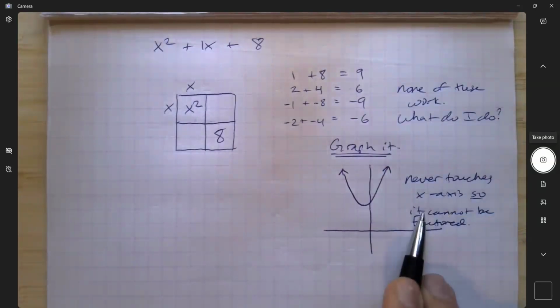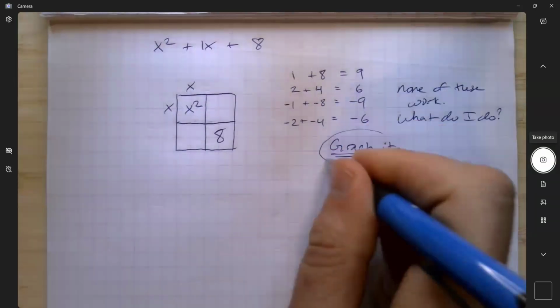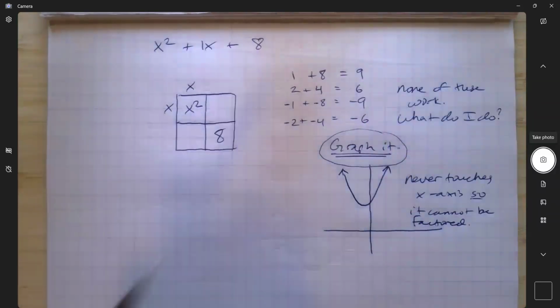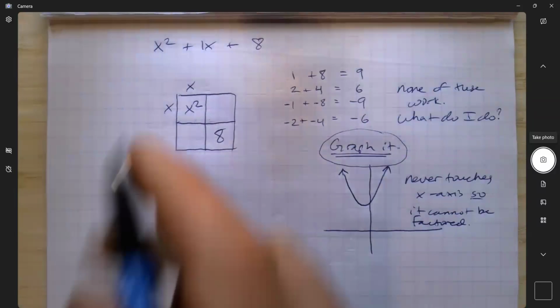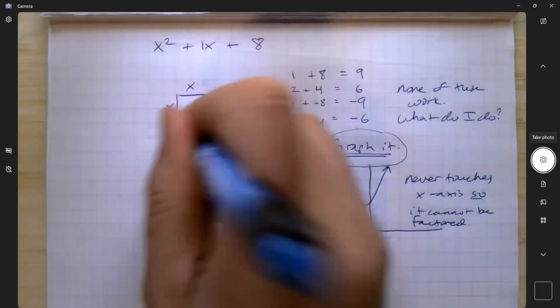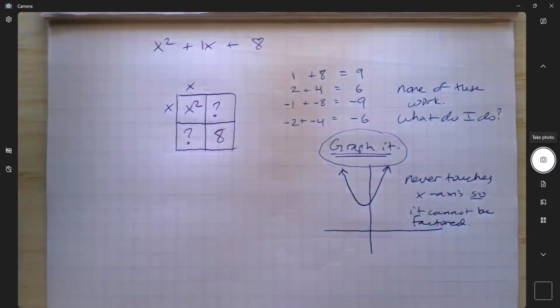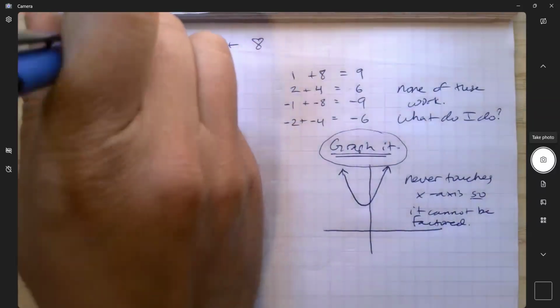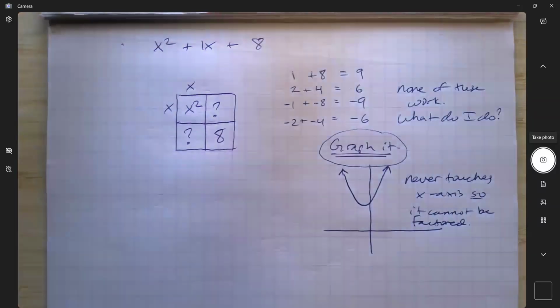But that's hard to recognize unless you graph it. And so graphing is an excellent way to approach quadratic expressions, especially if you try to do it by hand and it doesn't work. And there will be other times when I tell you graphing is going to be the best approach for factoring this quadratic expression.